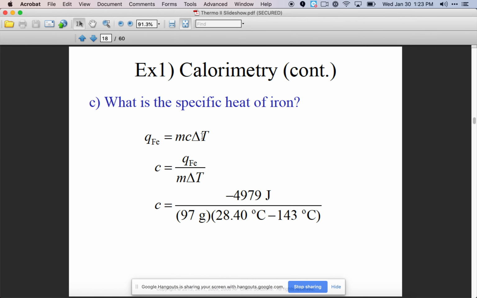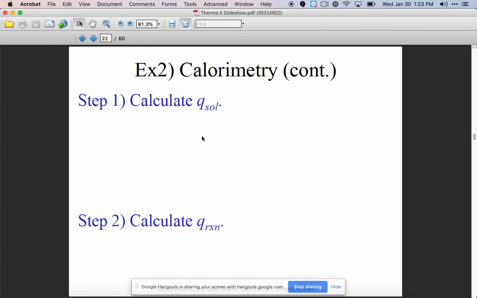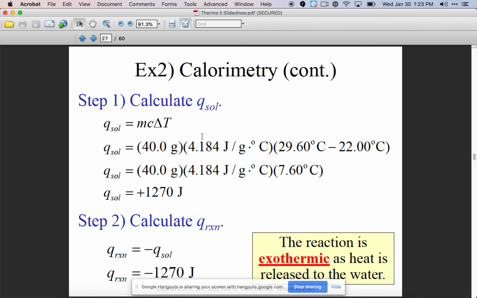Okay. All right. So this is just showing you if you had to figure out the specific heat of iron. Let's see. Anything else I want to go through?